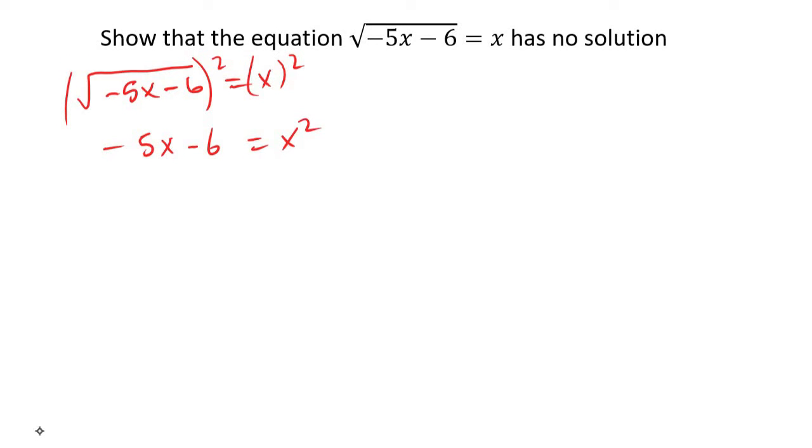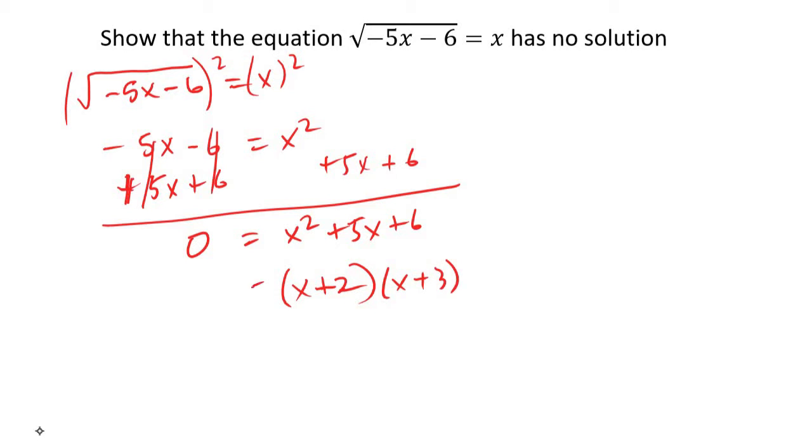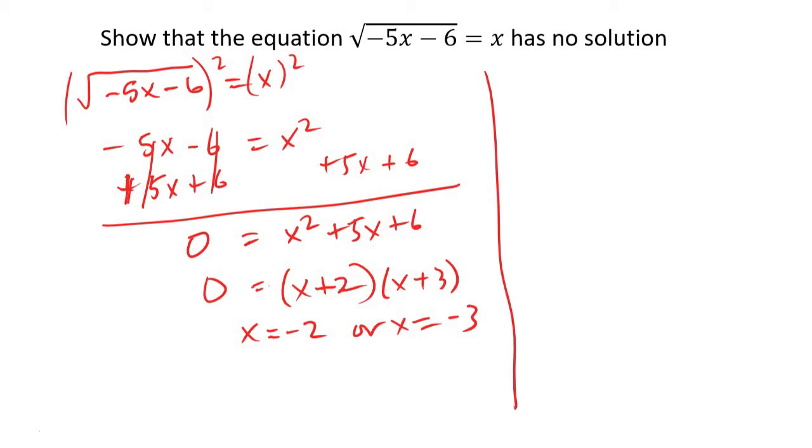And now let's take away everything from the left side. And then we'll do the same thing here. Plus 5x plus 6. And then here is going to be 0. Here is x squared plus 5x plus 6, which when you factor it will be x plus 2 and x plus 3 equals 0, okay? Now, when you solve this, you're going to get x equals -2 or x equals -3. Now comes the time of checking.